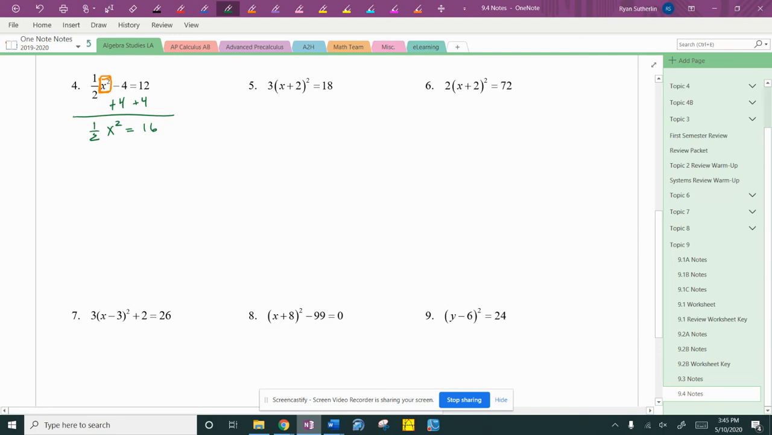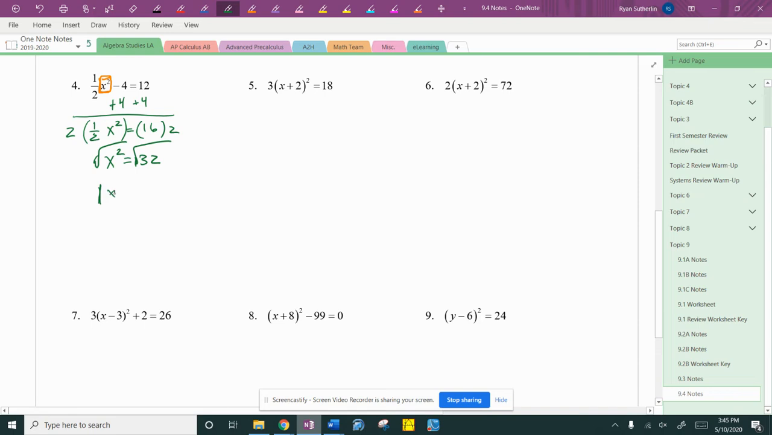Now, do you guys remember how to get rid of the fraction? If I want to get rid of 1/2, I'm going to actually multiply both sides by 2 because that's the number in the denominator. So I get x squared equals 32. I've got the thing that's squared by itself. So now I can take the square root of both sides.